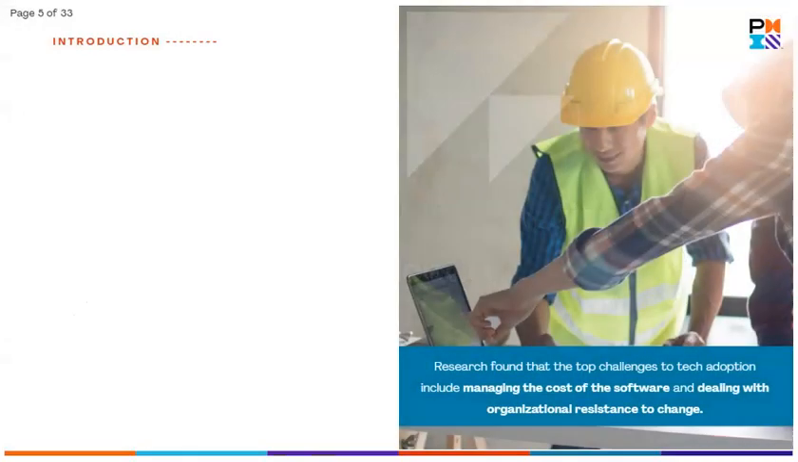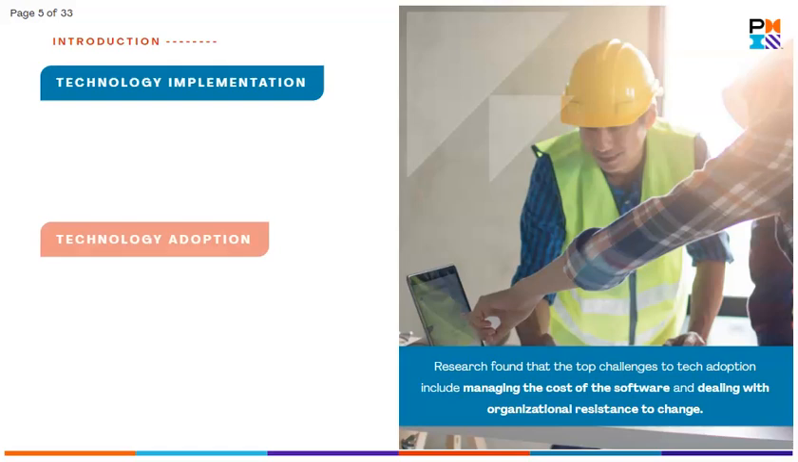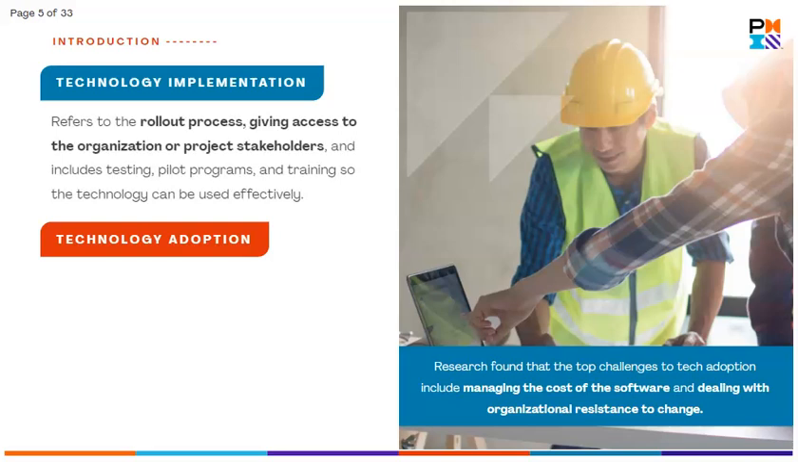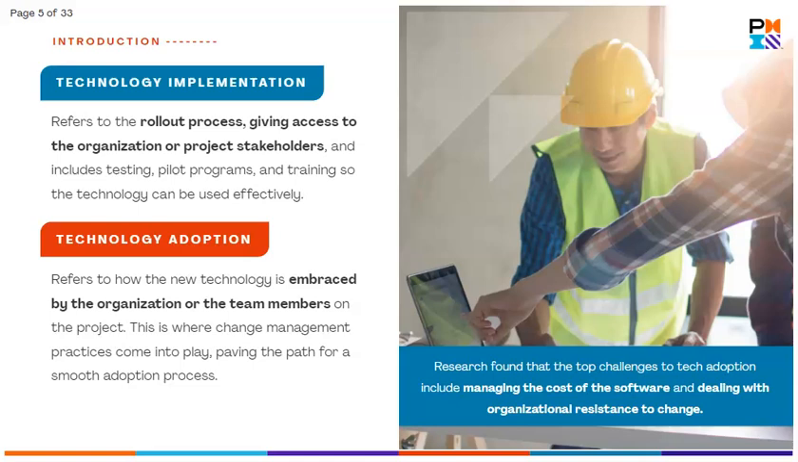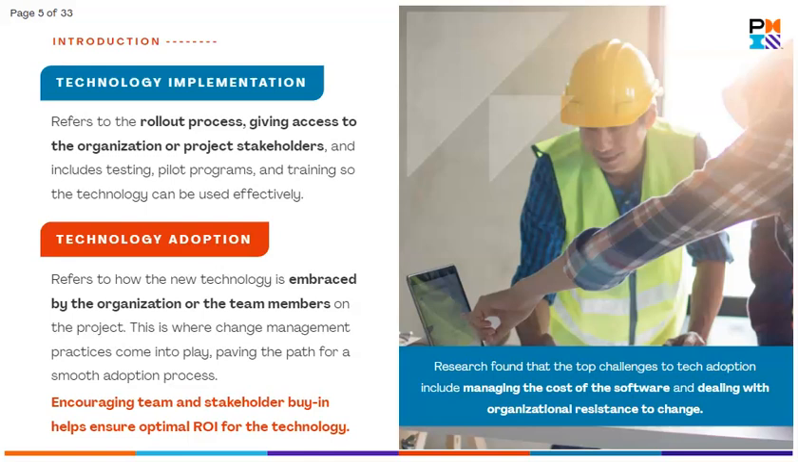Two key elements of all new technology endeavors are implementation strategies and adoption strategies, both of which are interrelated. Technology implementation refers to the rollout process, giving access to the organization or project stakeholders, and includes testing, pilot programs, and training, so the technology can be used effectively. Adoption refers to how the new technology is embraced by the organization or the team members on the project. This is where change management practices come into play, paving the path for a smooth adoption process. Encouraging team and stakeholder buy-in helps ensure that the organization will get the optimal return on investment, or ROI, for the technology.